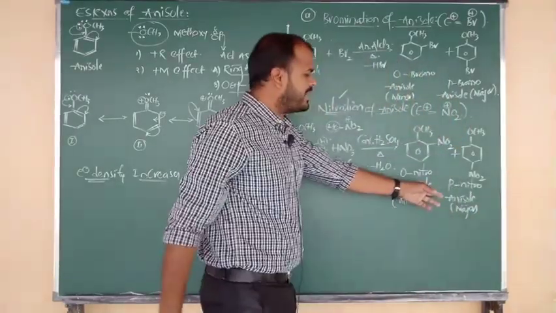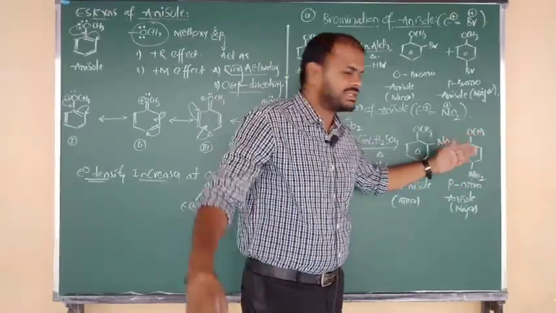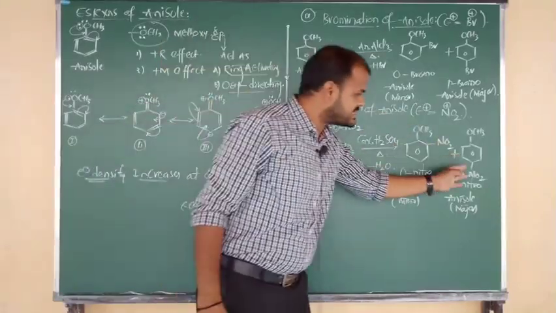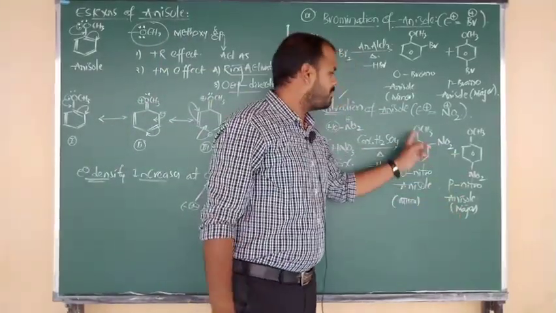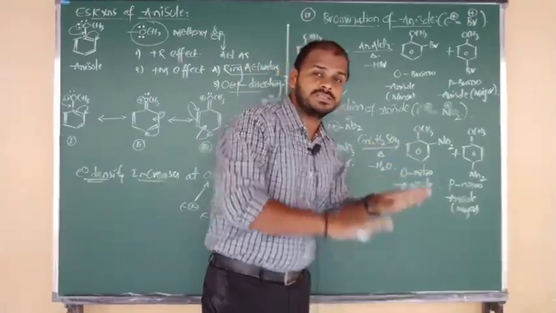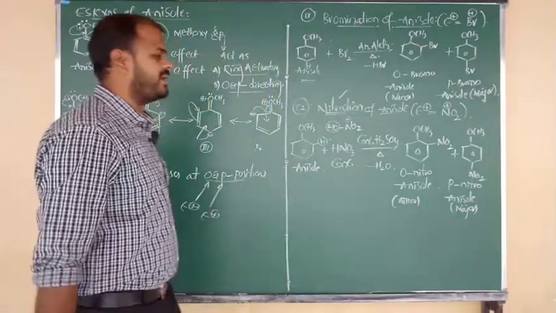Because in para-nitroanisole, the two bulky groups on benzene are opposite to each other. They do not cause any repulsions. So here there are no repulsions, therefore it is more stable. But in the other, these two groups are adjacent to each other. They may cause repulsions. So what happens to the stability, beta? It goes down. That means this one is minor.